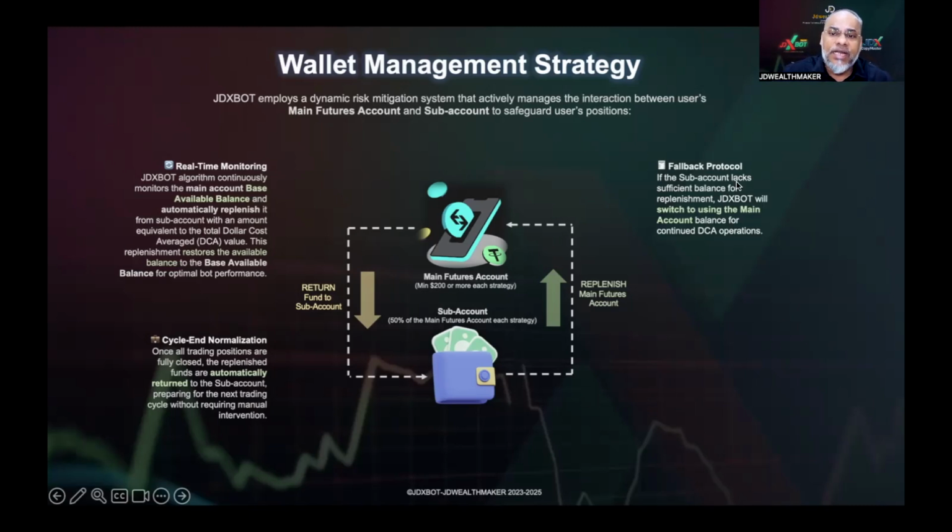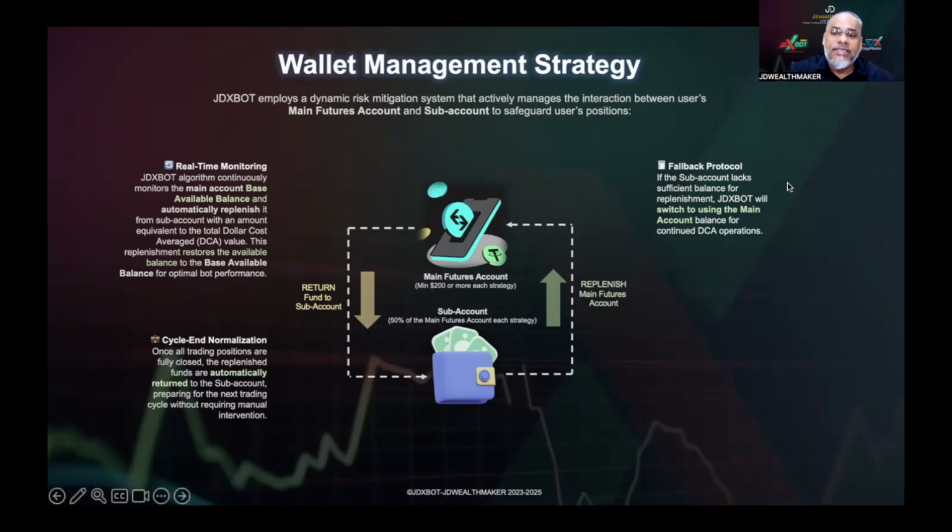Now we also have a fallback protocol. If the sub account lacks sufficient balance for replenishment, JDXBot will switch to using the main account balance for continued DCA operation. Now, there are events whereby users don't have funds. They might only have 50%, and they might not be able to top up the sub account. So if the sub account is depleted or has no balance, then we will switch to using the main account. Can you see that? So in this manner, the DCA operation will not be affected, and the operation will continuously take place in order to deliver optimum performance for each of our users.